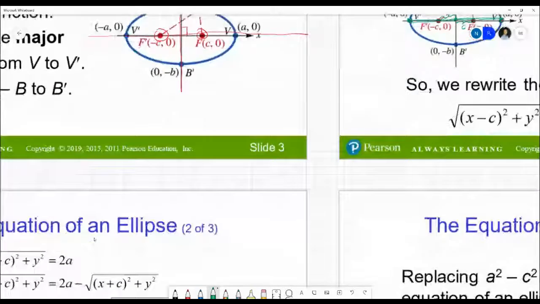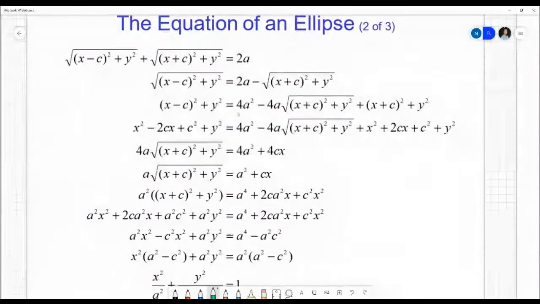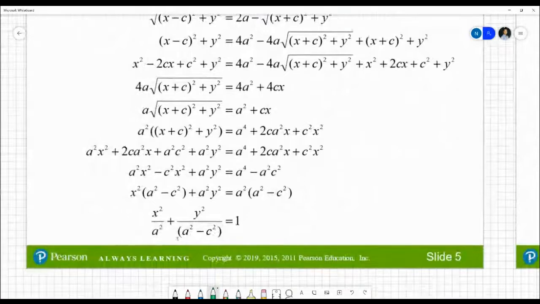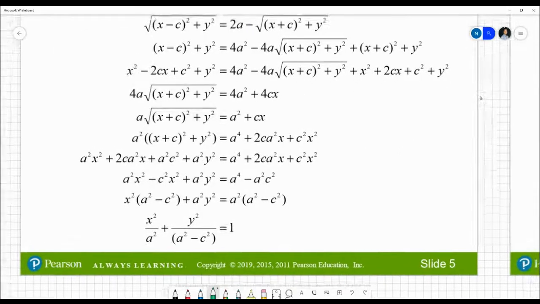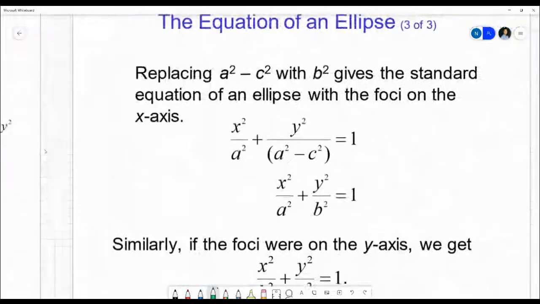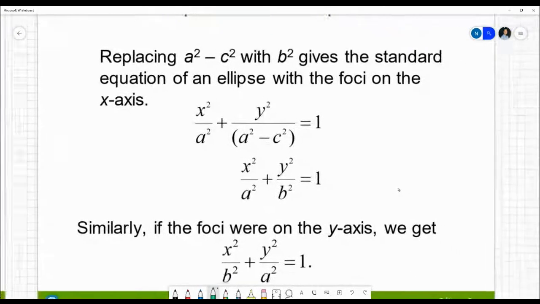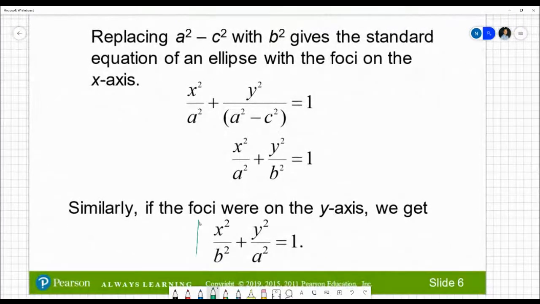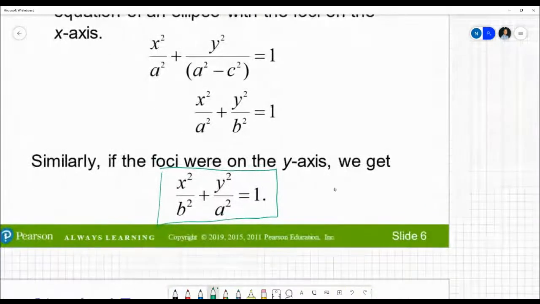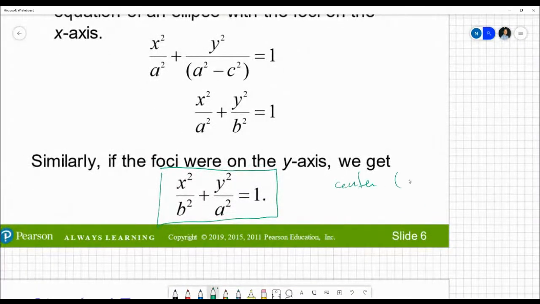Right, so of course they derive all this, and we arrive at here. Let's look at the conclusion. So this is our conclusion here. The center that we got was 0, 0, at the origin. So here we got x squared over a squared.